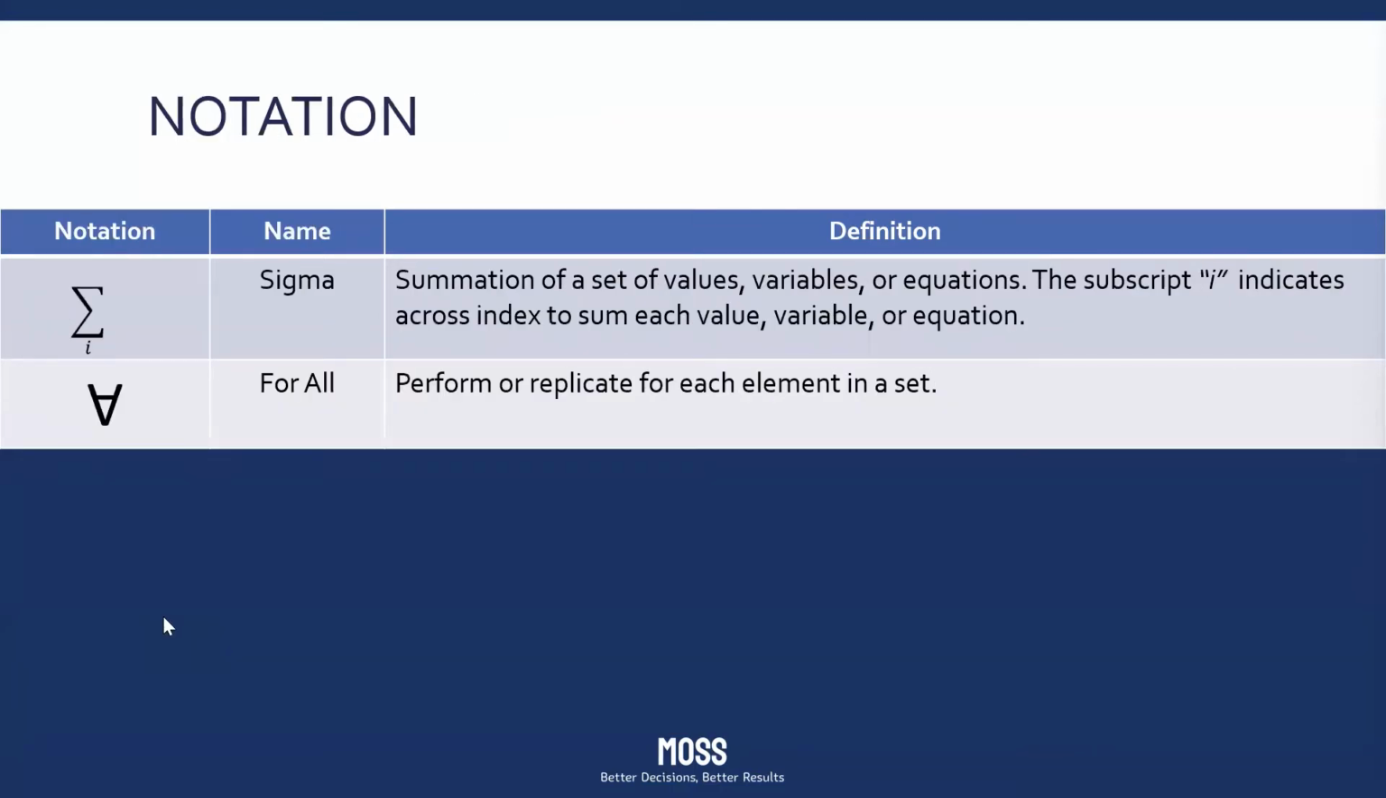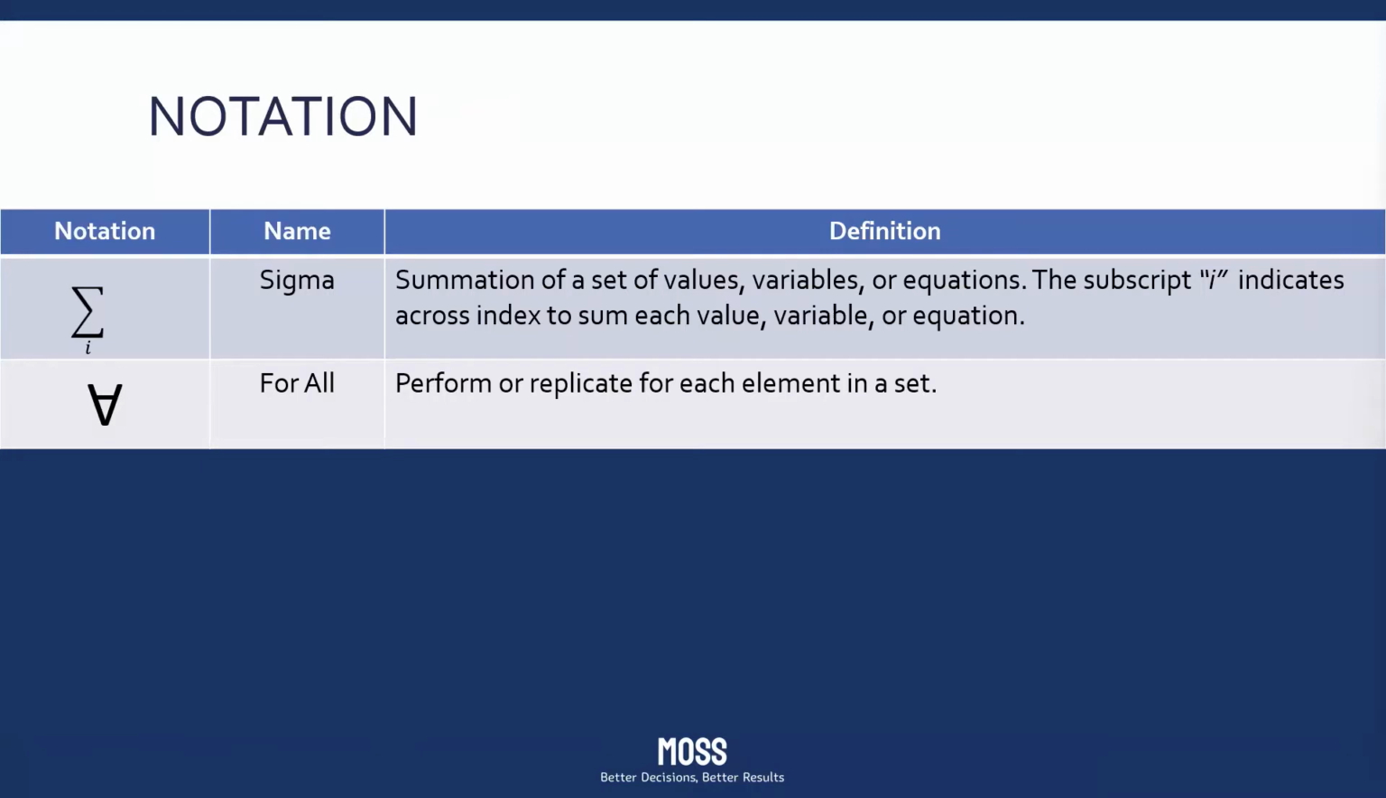Next is notation. There's a lot of mathematical notation out there, overwhelmingly so, but fortunately for us in optimization, there's only 2 that are very common and used often. The first is sigma. On the left here, you see this weird looking E. This is the Greek letter sigma, and it means the summation of a set of values, variables, or equations, and the subscript i below it indicates across which index you're going to sum each value, variable, or equation.